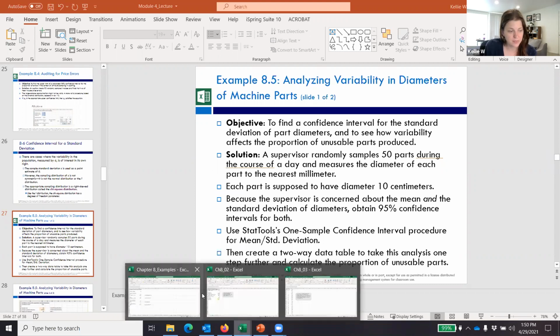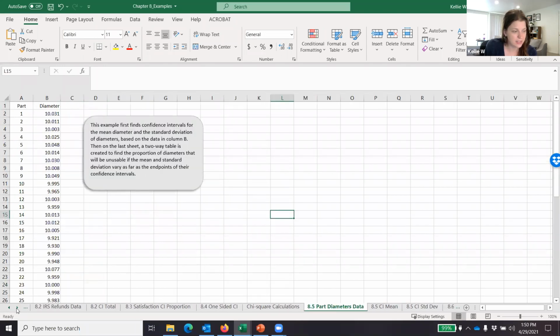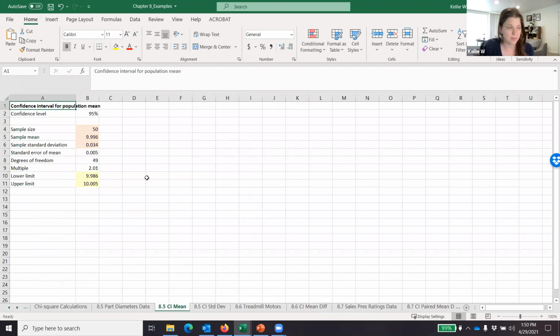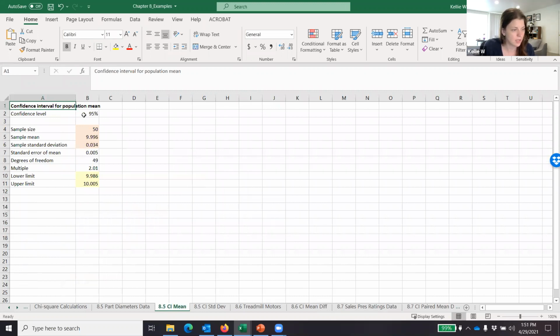In Excel, this is what that data looks like. You can see they're supposed to be 10, but they're not perfect, but they should be very close. They're generally off by some amount of millimeters. And so we're going to use the same template for the population mean. So this looks a lot like the sandwich example. We have our confidence level. Our sample size is the count of all of our data. So there's 50 samples that he pulled off the line.